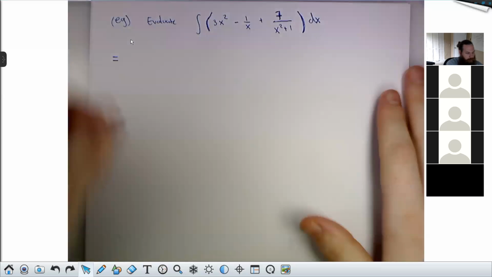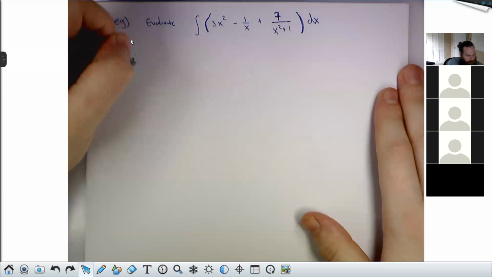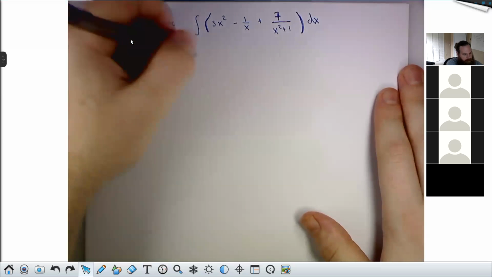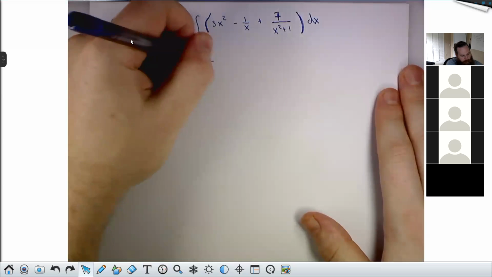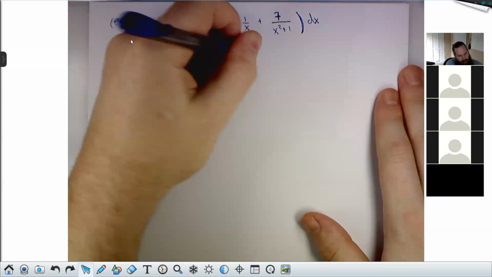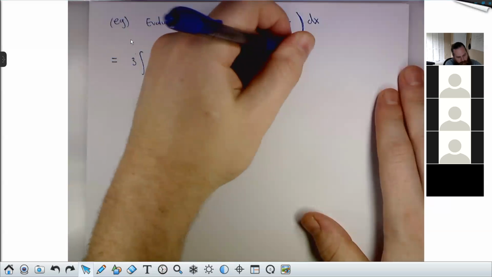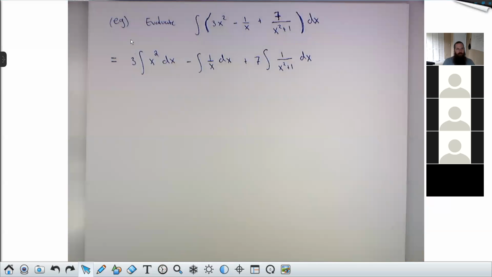Split it all up, good. So if I split this up, I'm going to do kind of both steps at once. This is 3 times the integral of x squared dx minus the integral of 1 over x dx plus 7 times the integral of 1 over x squared plus 1 dx. Everybody on board with that? So you split it as the integral of this minus the integral of this plus the integral of this. And then the 7 can pop out of the last one and the 3 can pop out of the first one.